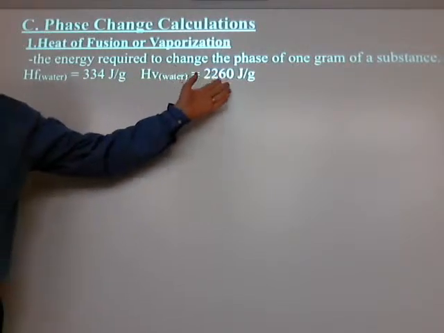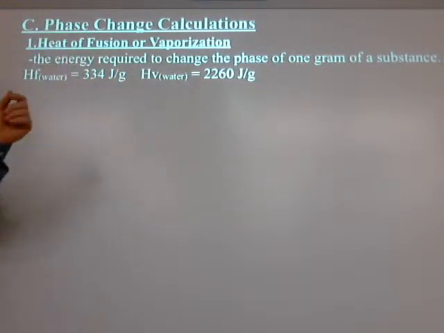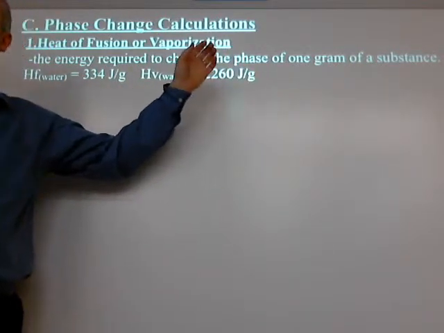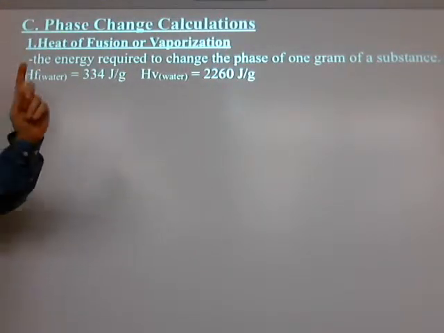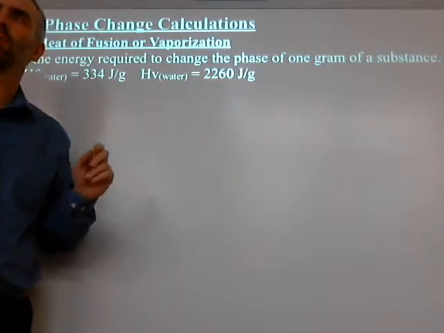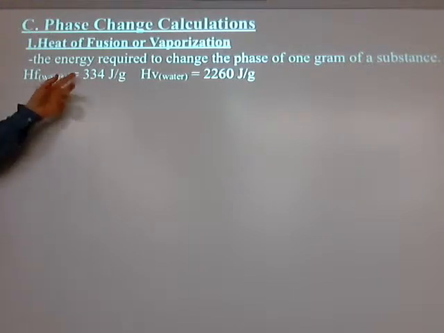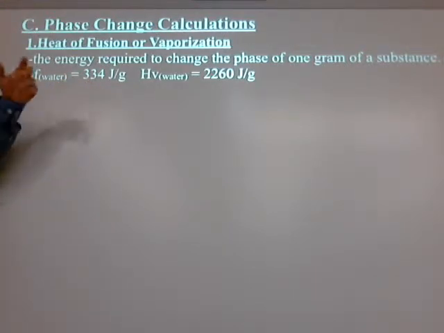Heat of vaporization is very high for water. It takes a lot of energy to boil the same amount of water. By the way, this is joules per gram, right? So for 1 gram of water to be boiled, it's going to take 2,260 joules to boil that water at 100 degrees Celsius, where it will only take 334 to melt it. So that tells you something.